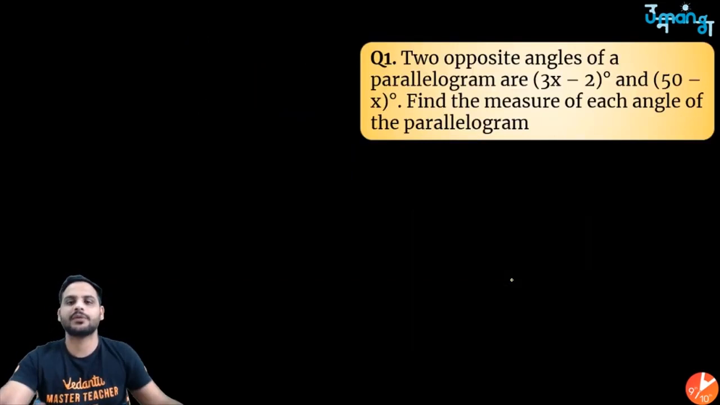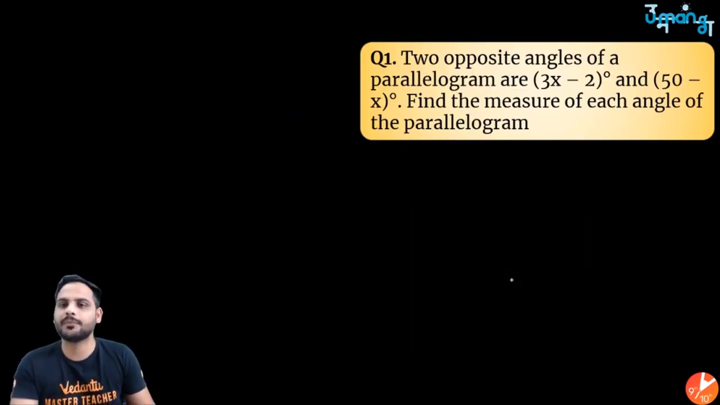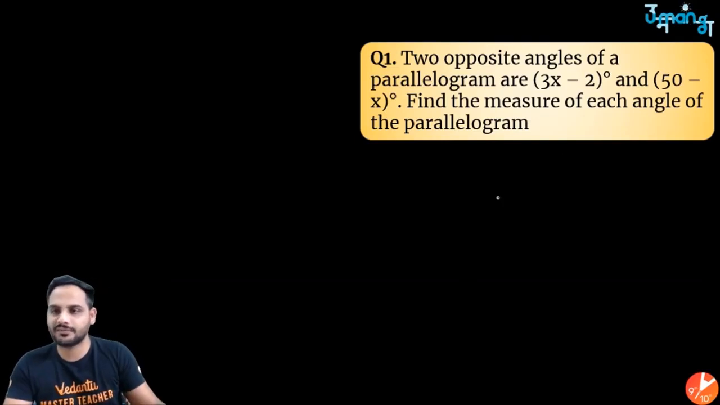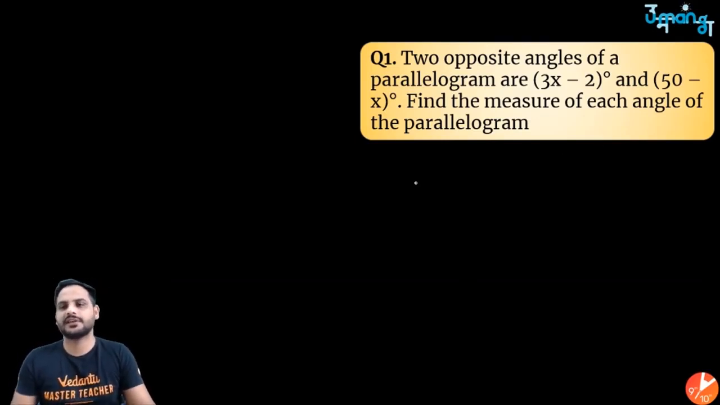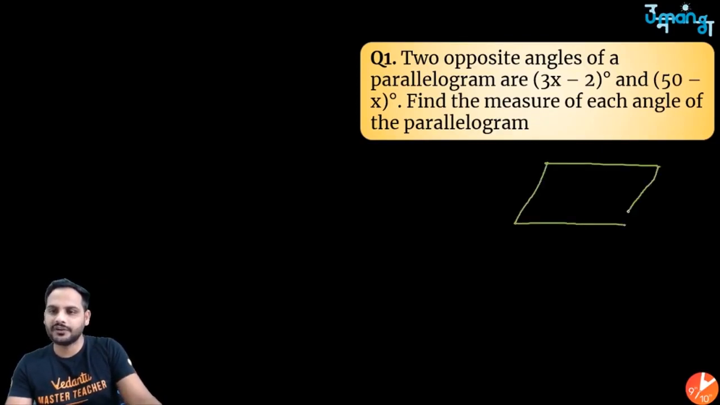Okay, now let's solve a few questions. Let's look at some questions. First question: two opposite angles of a parallelogram are 3x minus 2 and 50 minus x. Find the measure of each angle of the parallelogram. Okay. So suppose this is my parallelogram, one angle is 3x minus 2, other angle is 50 minus x. Find the measurement of each angle.